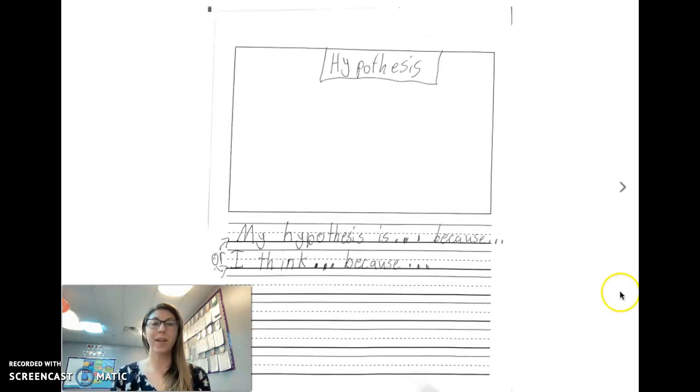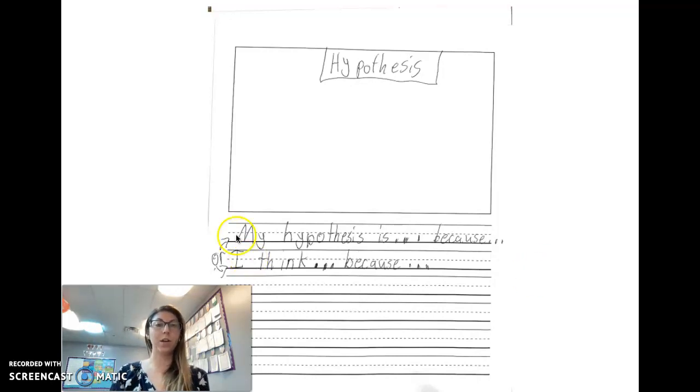The next part that you're going to work on is your hypothesis. Remember, hypothesis is another word for guess. In your hypothesis, I want you to fill out the sentence stem if you haven't already. If you've already done a hypothesis, don't worry about it. Just leave your hypothesis there, okay?